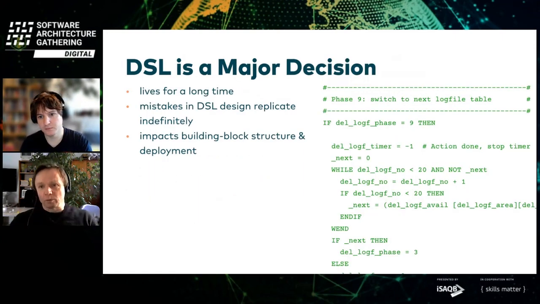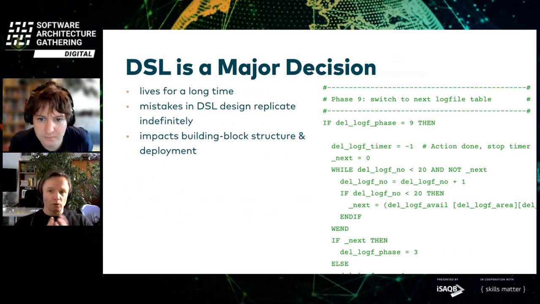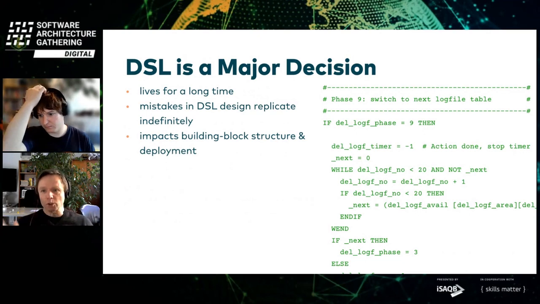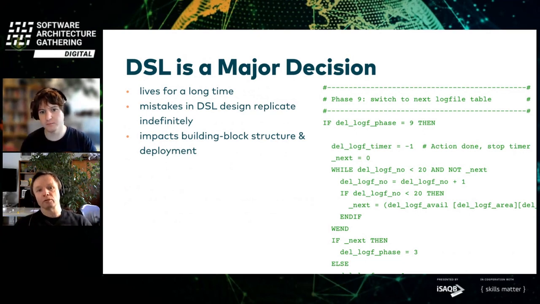Still, I would like to put in a word of caution here. Really, if you want to put a DSL in your software, it is a major decision, and you should approach it carefully. So here's a code sample from an existing DSL that we found in one of our other projects, and this is a DSL that we did not design, but implemented because there were already 6 million lines of code in that DSL. This is about control automation in a semiconductor factory.